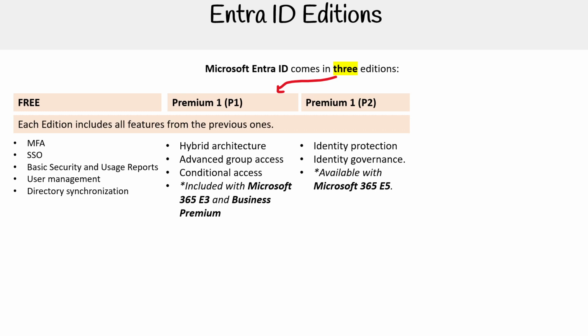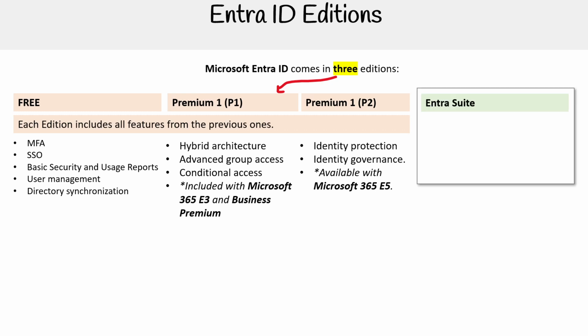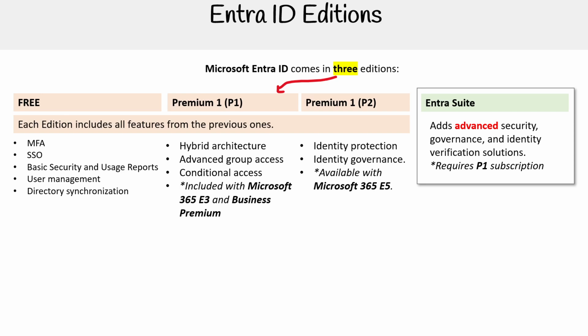And then there's the quote-unquote 4th edition, which we call the Entra Suite. This adds advanced security, governance, and identity verification solutions and requires a P1 subscription. Again, I don't consider this an edition and more of a bundle of add-ons because there are very specific things that you can add on. I'm just trying to think of the product names. So things like Entra ID Governance or Entra Private Access or Entra Verified ID. These became so common that people wanted all of them at a bundled cost, and so that's what it is. We'll look at that here in a bit, but for now, we'll move on.